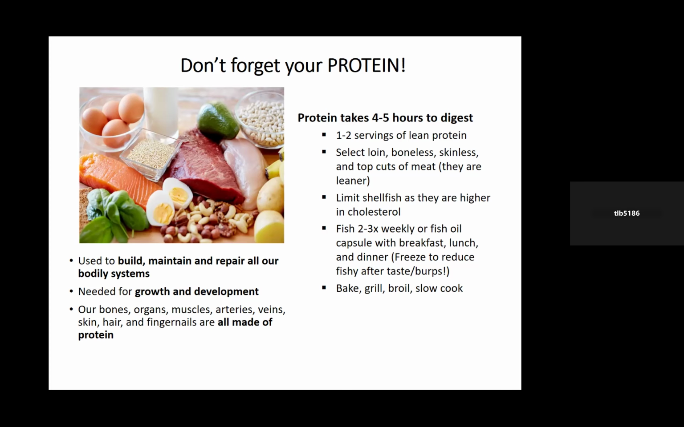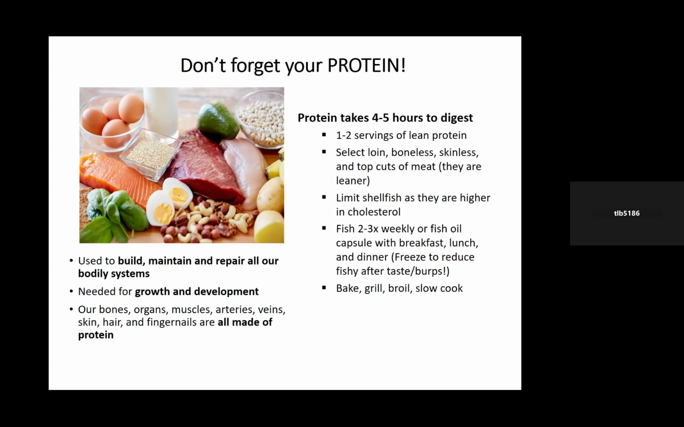And we want to select meats that have the description loin tied to their name. For example, beef tenderloin, sirloin steak, pork tenderloin. The loin is the leanest of the meats, and we want to have those meats skinless. We want to trim the extra fat off of our meats, and we want to limit our shellfish because they are high in cholesterol. We should have fish 2 to 3 times a week, or fish oil capsules with breakfast, lunch, and dinner.